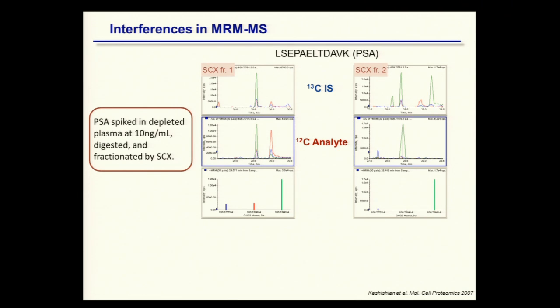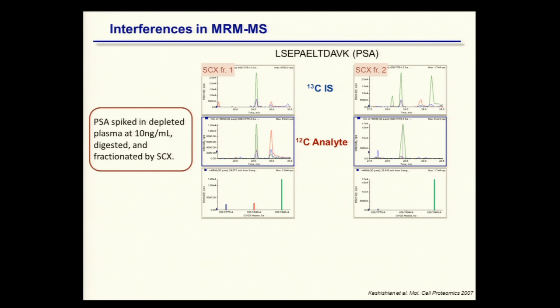And we can see that this is the analyte, the XIC view of the analyte, and on the bottom is the spectrum view of the analyte. So you can see that in fraction 1, the transition ratio of the analyte very nicely matches the transition ratio of the internal standard.